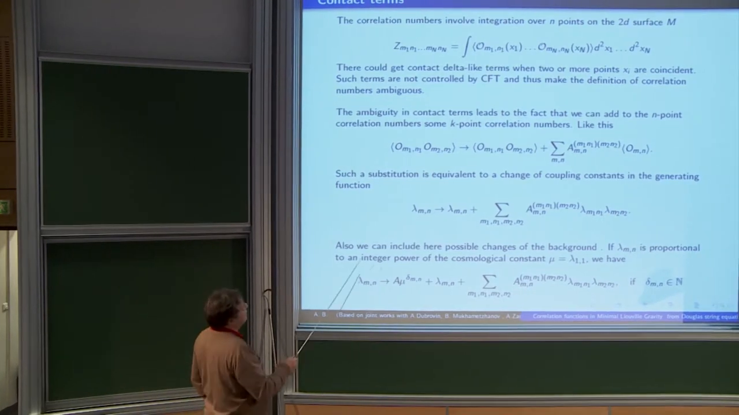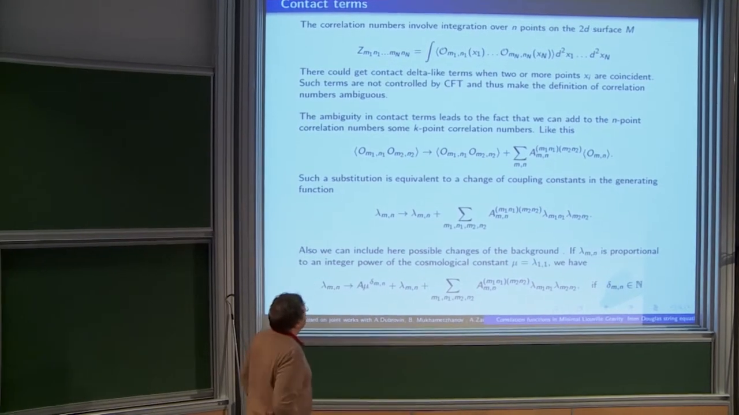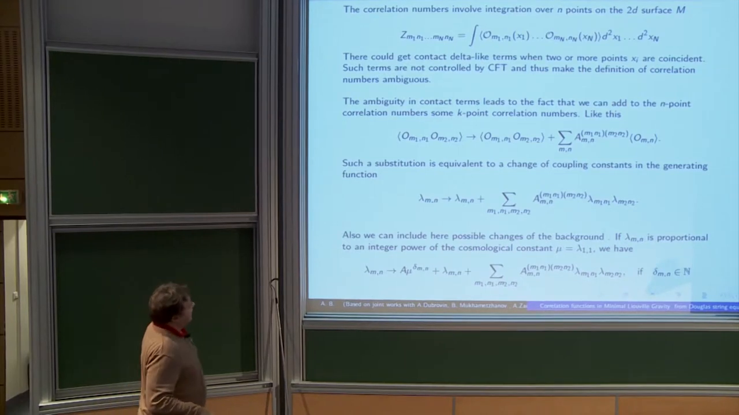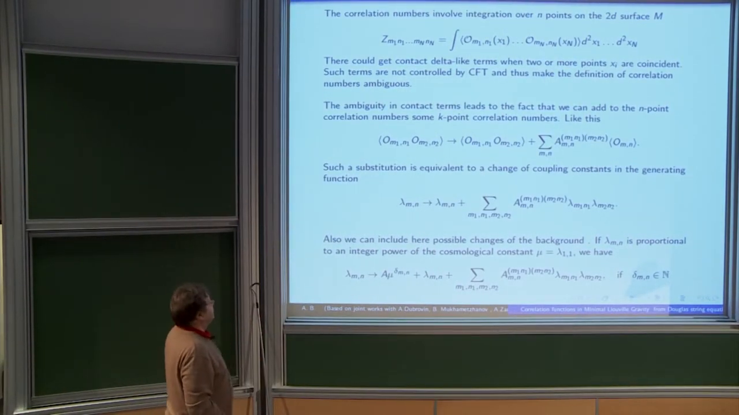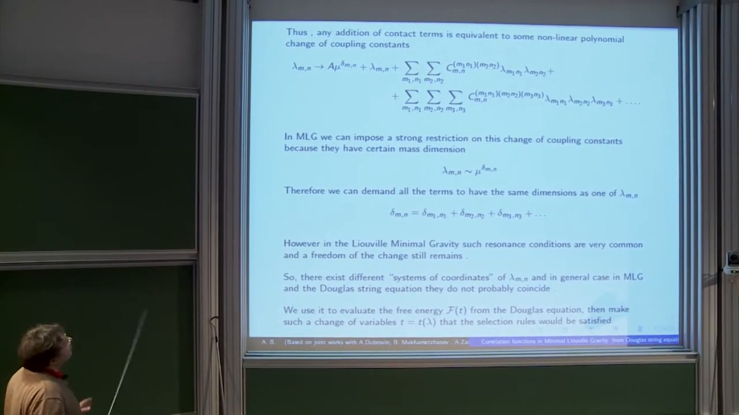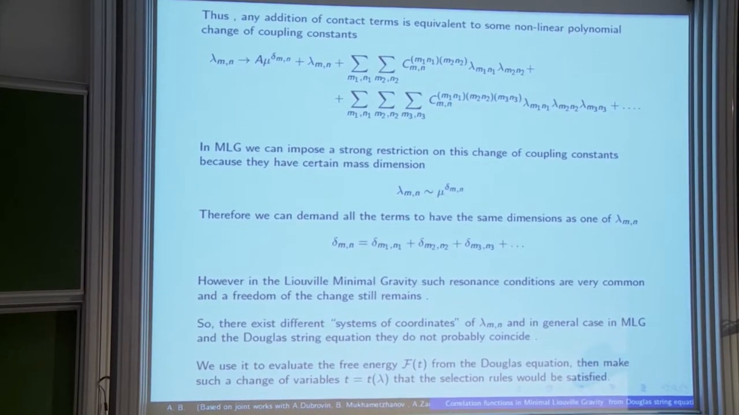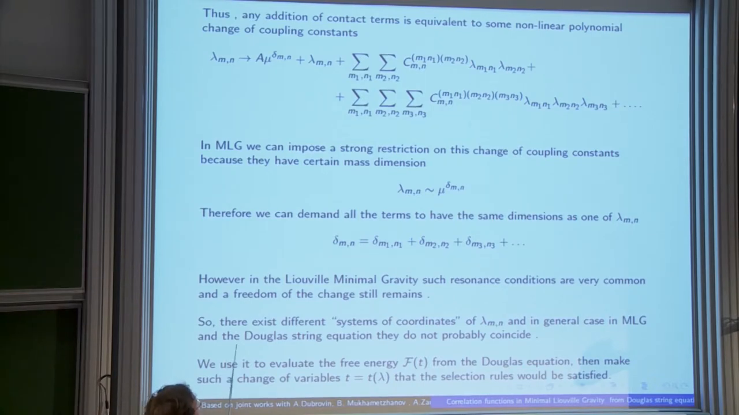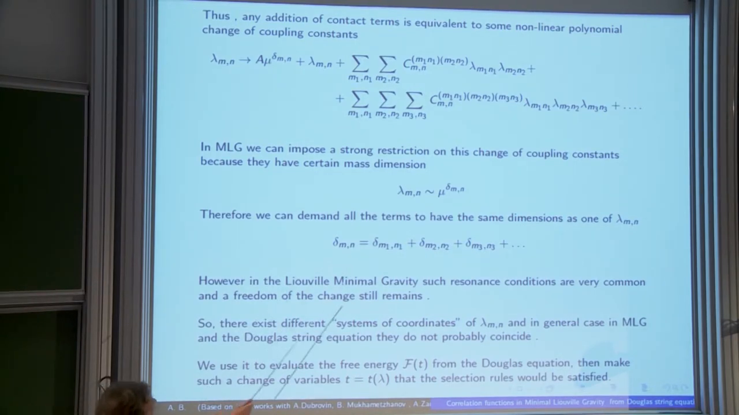This contact term is also equivalent, in the language of the coupling constant, to adding such a change of the variables lambda. Such terms correspond to some delta-like contact term, and so any addition of contact terms is equivalent to such a change of variables. We can restrict this change from dimensional considerations. We can impose the restriction that in this sum we can have only such terms which have the same gravitational dimensions as the lambda MN.